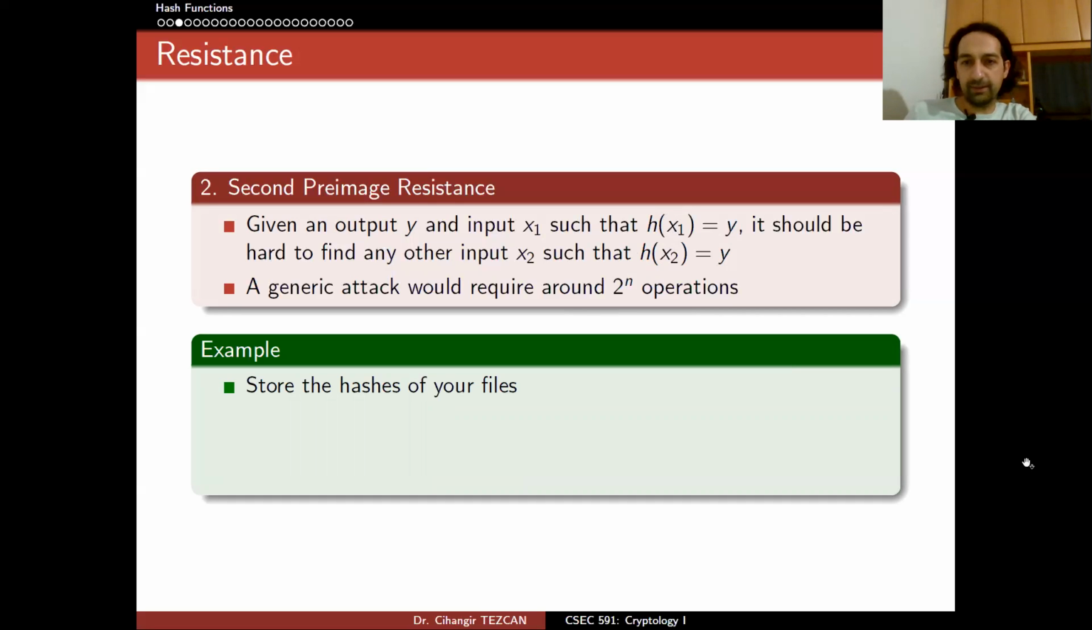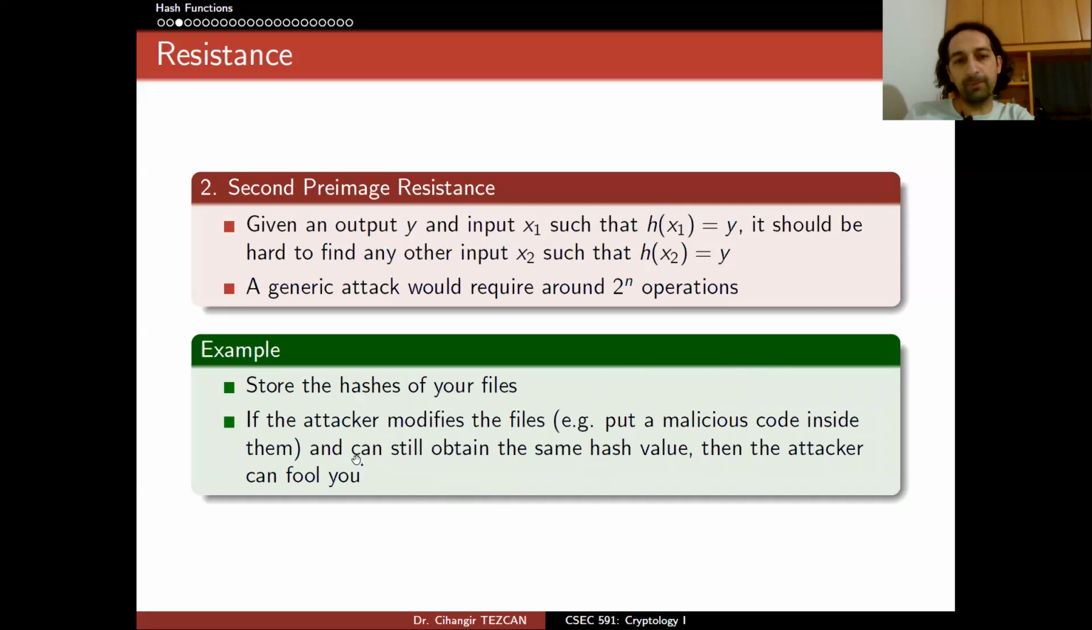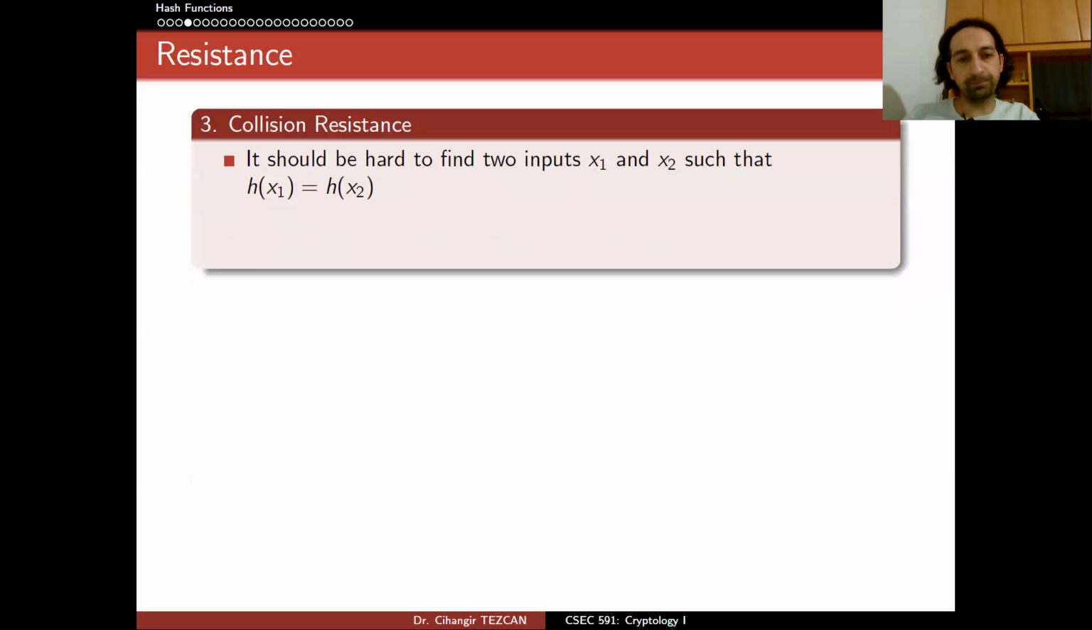So why do we need such a property? Actually, we need it for many different reasons. One example is to check if a file on your hard drive is infected with a Trojan or not. So store the hashes of your files. If the attacker modifies the files, for example, puts malicious code inside them, and can still obtain the same hash value, then the attacker can fool you. But if the hash function is second preimage resistant, they cannot do it. So you can check if any of your files are infected or not.